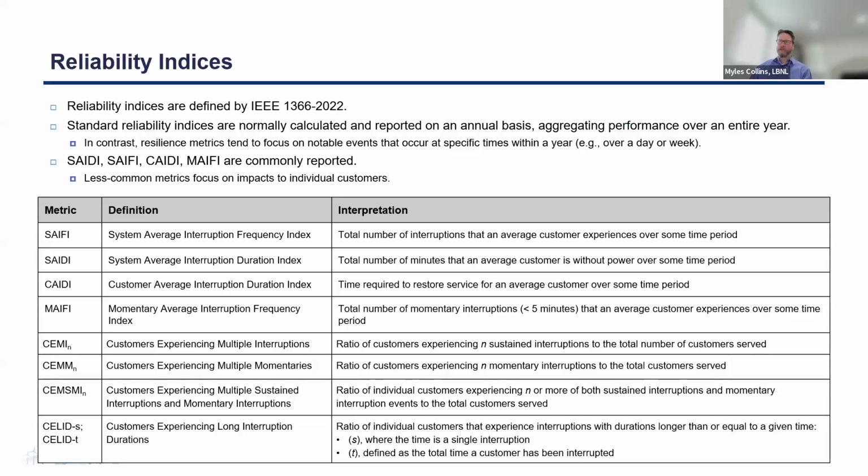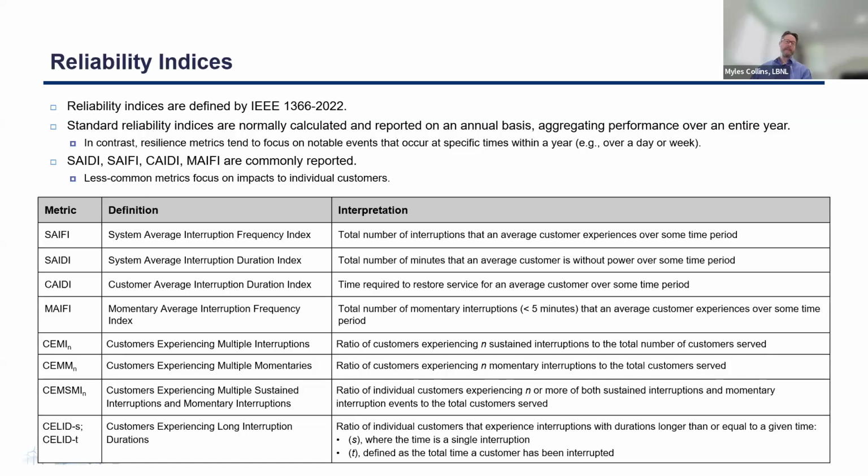The big indices, which I'll go through here, are SAIFI, SAIDI, and CAIDI. Just a quick review of these ones. These are system average indices. So SAIFI, the F stands for frequency. So we're looking at the total number of interruptions an average customer would experience within the year. SAIDI, the D stands for duration, so it's the time that an average customer is without power over some time period.